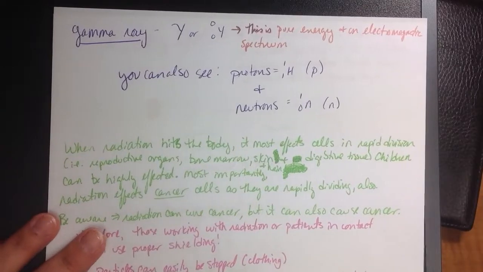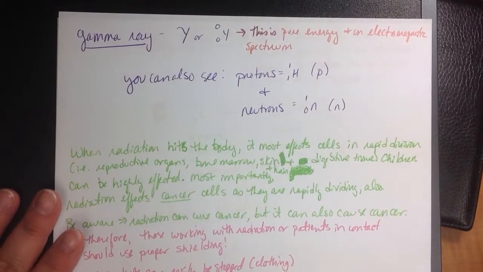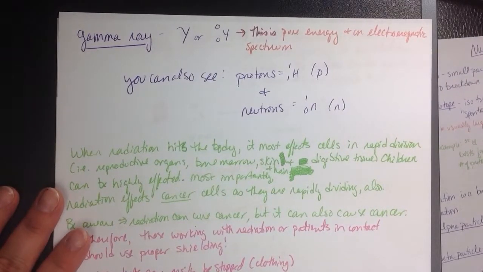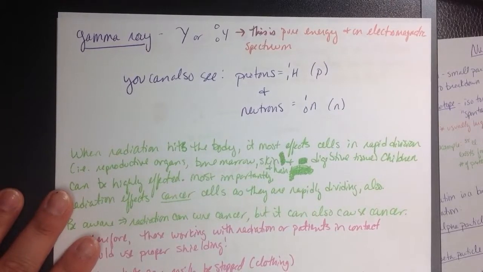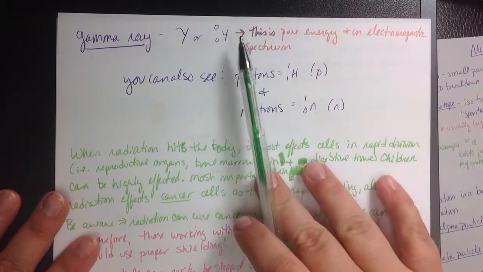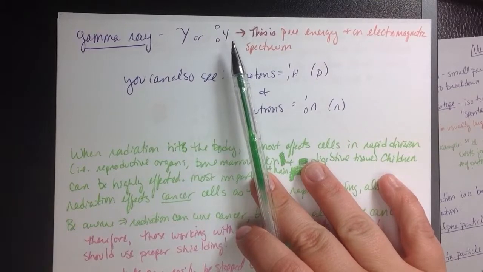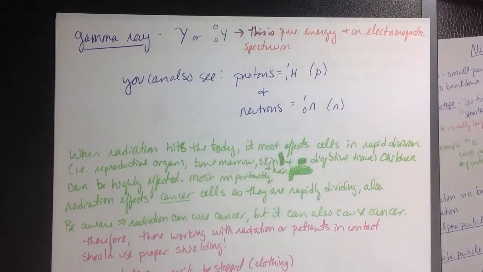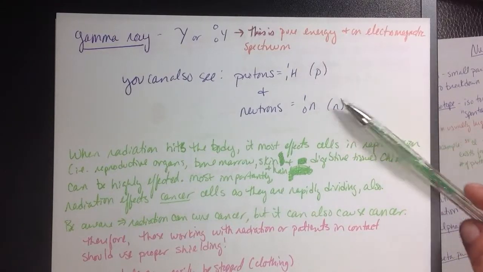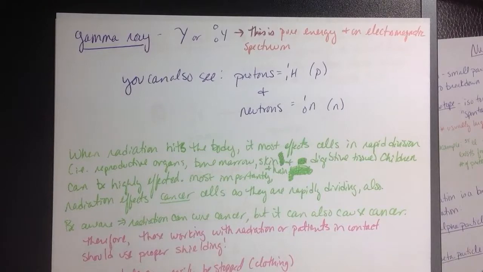Finally, the highest energy is that of the gamma ray. The gamma ray basically just emits high energy particles that are the highest end of the electromagnetic spectrum, okay? You might also see protons and neutrons as part of these types of equations.